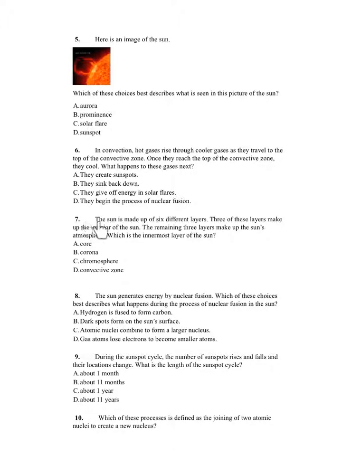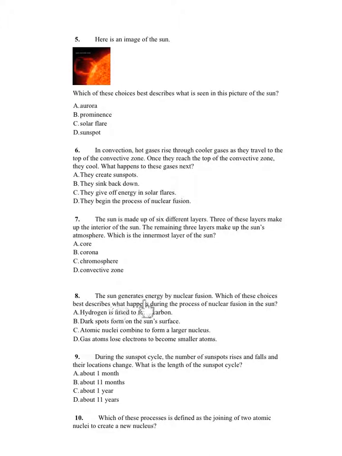Number 7. The sun is made up of 6 different layers. 3 of these layers make up the interior of the sun. The remaining 3 layers make up the sun's atmosphere. Which is the innermost layer of the sun? A. Core. B. Corona. C. Chromosphere. D. Convective zone.